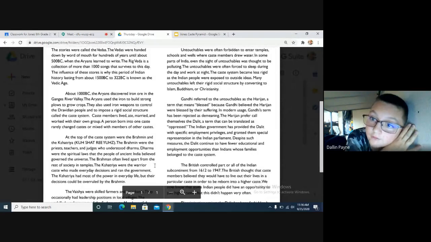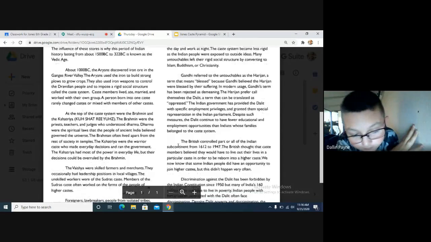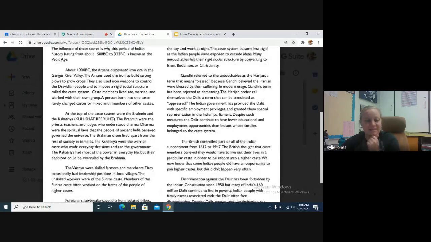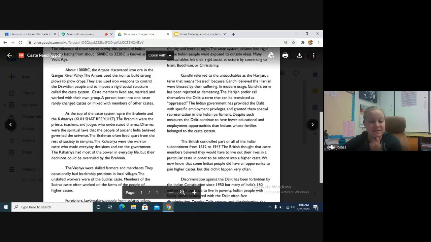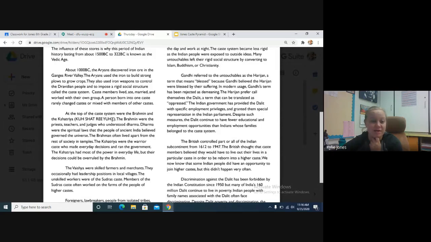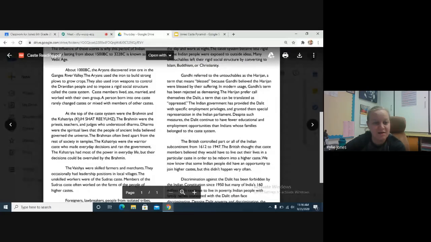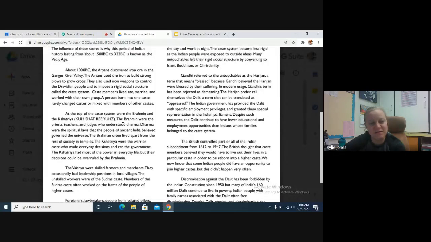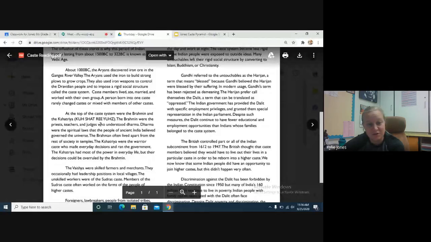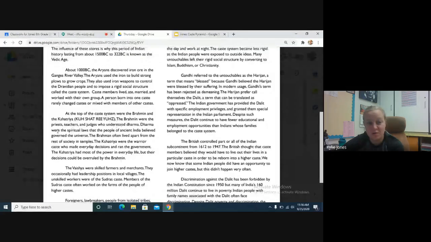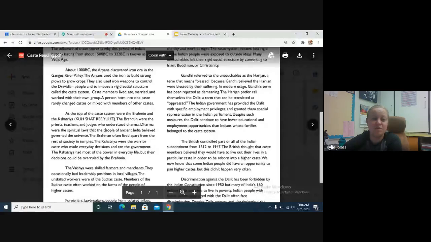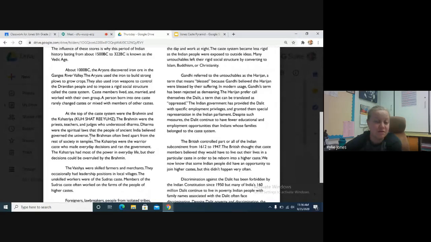Well, area. All right, so let's talk about this caste system. At the top of the caste system were the Brahmin and the Kshatriya. The Brahmin were the priests, the teachers, and the judges who understood Dharma. Dharma were the spiritual laws that people of ancient India believed governed the universe.